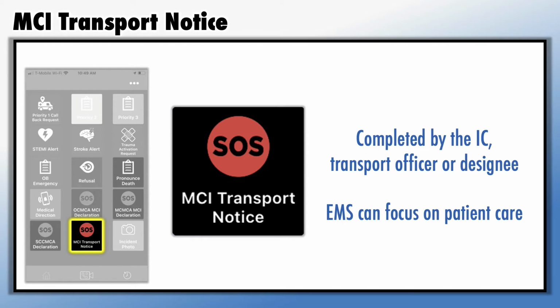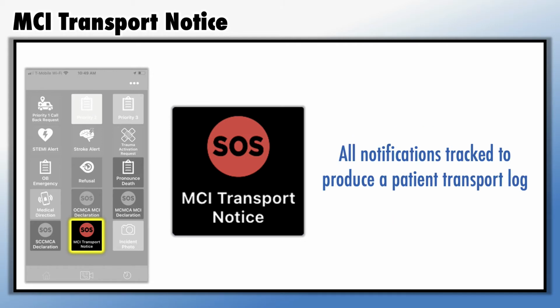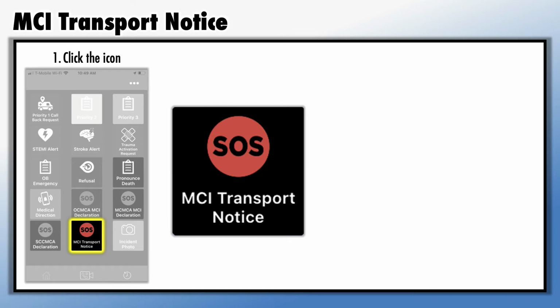During an MCI, the transport officer or their designee will complete an eBridge MCI Transport Notice for each patient being transported off scene to the hospital. This step relieves the EMS crew from contacting the hospital and allows them to focus on patient care during transport. This function also keeps track of all MCI transport notices so that a transport log can be produced at the conclusion of the incident. Here's how it works.